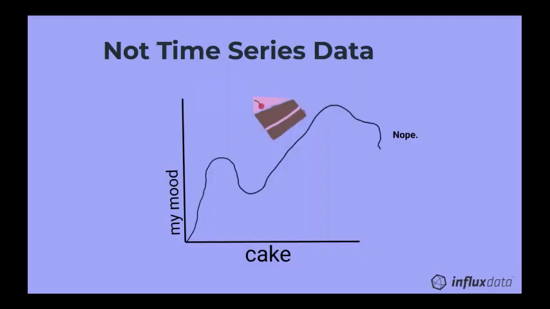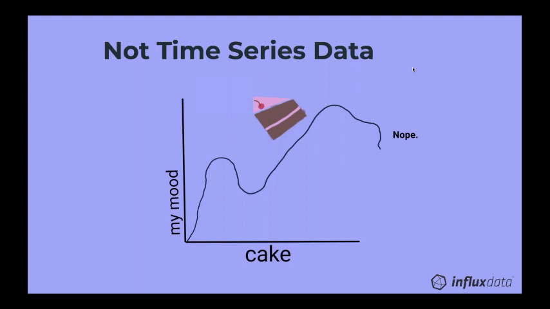So we do want to talk about a couple of things that are not time series data, because we live in a very data-fueled industry. In this graphic, you can see the two axes are my mood and cake. These are related, and this is just true for me as a person: my mood is affected by cake. But what we're looking at here is what we consider traditional relational data. Cake and my mood have a relationship, but time is not part of that relationship.